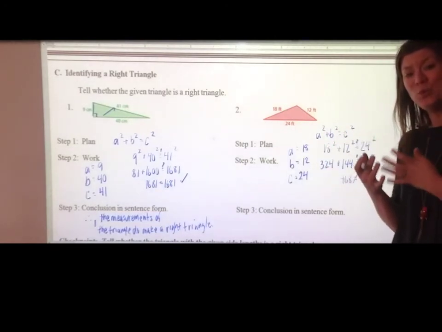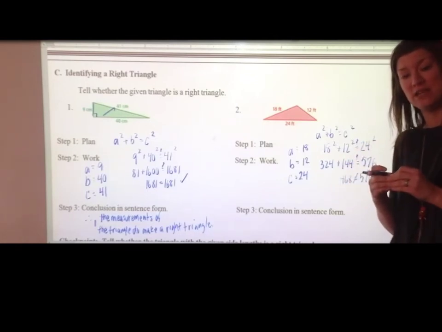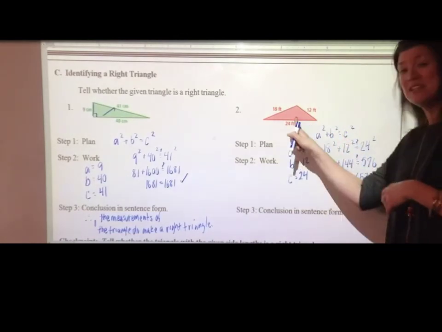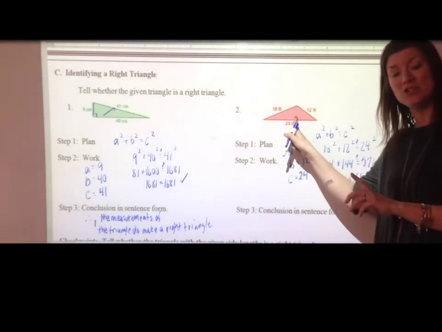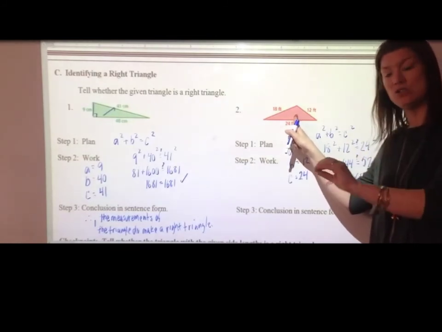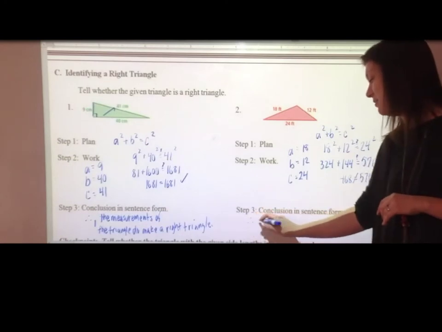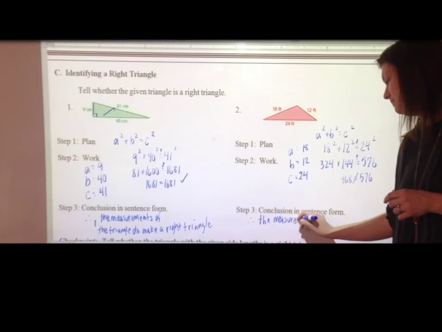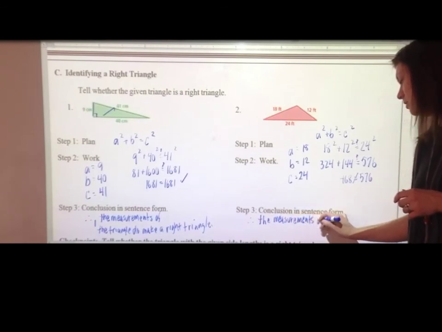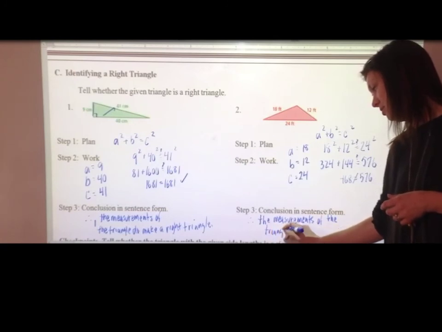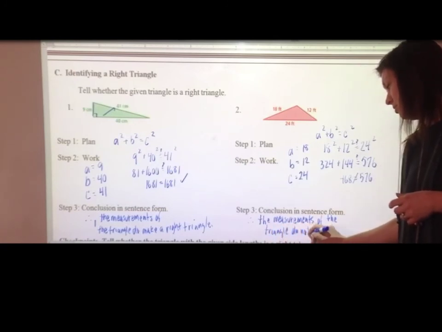So the numbers we used for our A, B, and C do not satisfy the Pythagorean theorem. If they do not balance the Pythagorean theorem, then this triangle is not a right triangle. It's still a triangle, but it's not classified as a right triangle. So I would go back and say that, therefore, the measurements of the triangle do not form a right triangle.